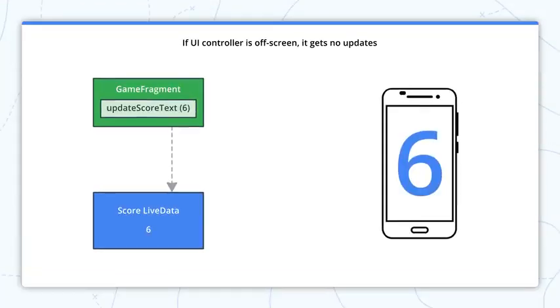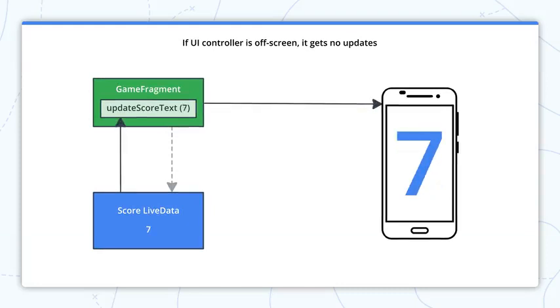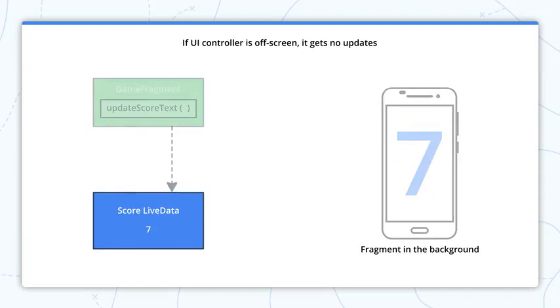Live data will only update UI controllers that are actually on screen. So, if your fragment goes off screen and the value of the live data changes, let's say 4 times, it would not update the off-screen fragment.